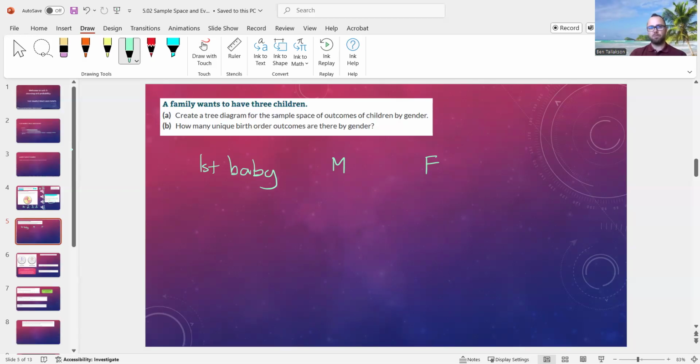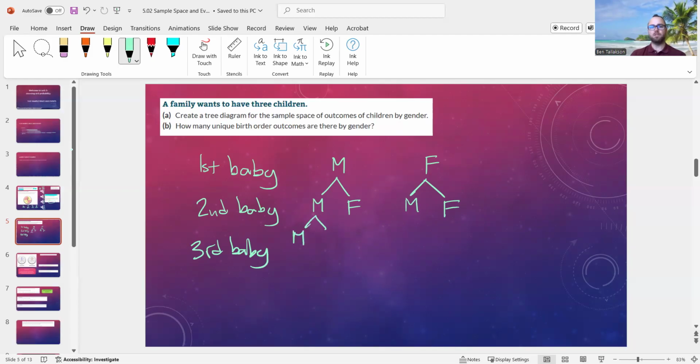Well, if they had a male or female the first time, what could they possibly have the second? The same thing, right? Again, we're not talking about how likely it is to happen, which is probability. We're just listing the possibilities. And then third baby, of course, same possibilities, right?